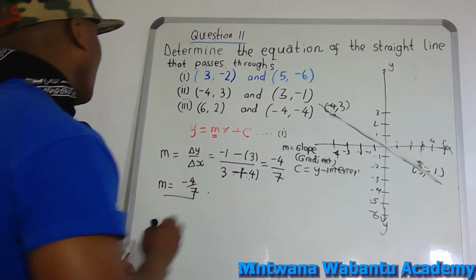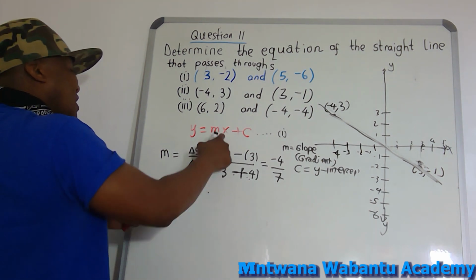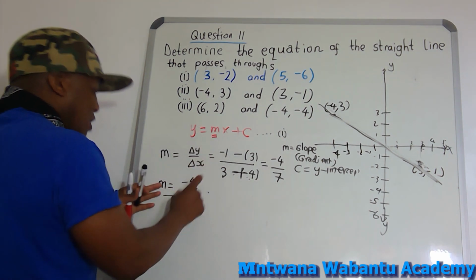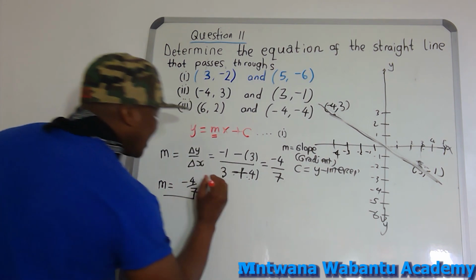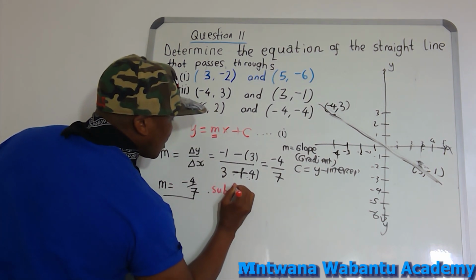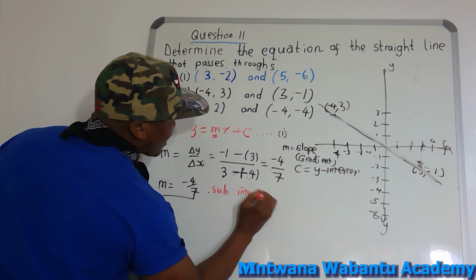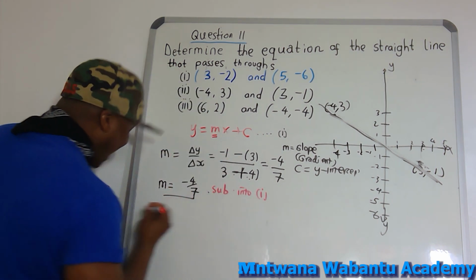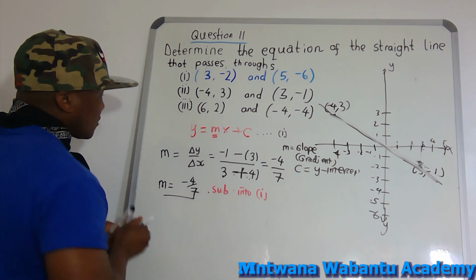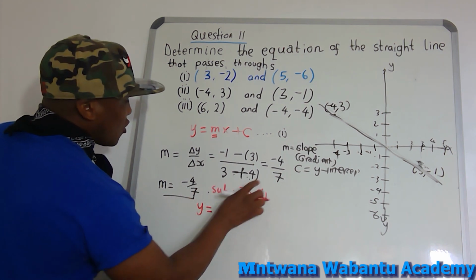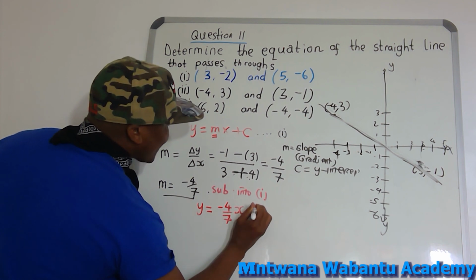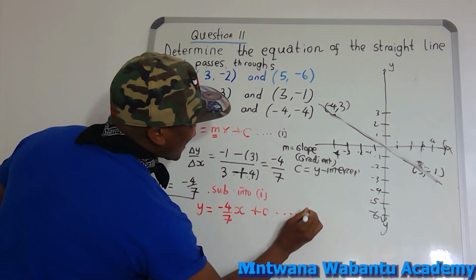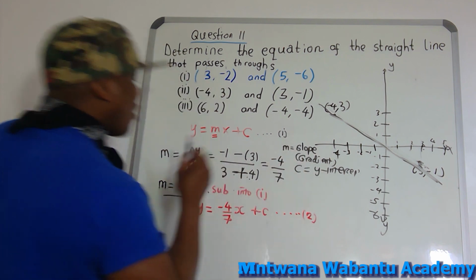Now when you get this, we have to substitute into equation number 1, because you know the value of m, so we can plug it in there. So y equal to m, which is -4 over 7, times x plus c. Call it the second equation, because that was the first equation.